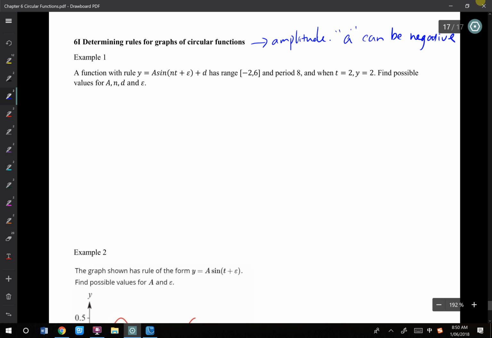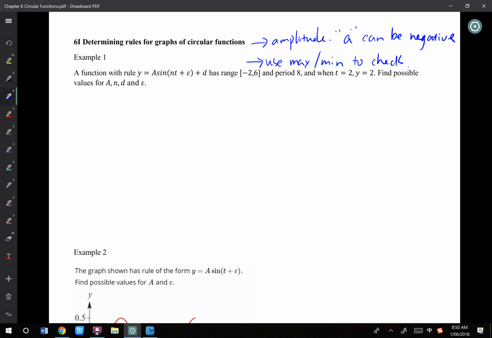And also normally we need to use max or minimum to check answers. Okay, not the middle. The middle point doesn't help. It must be a maximum or a minimum point to help you to see whether the function is right or wrong.